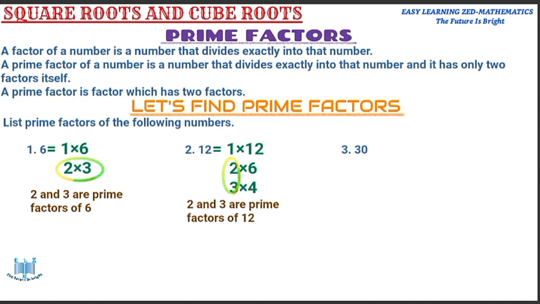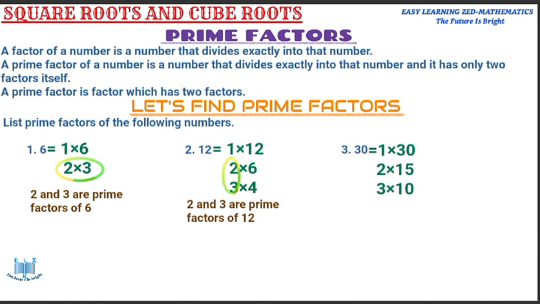Now we can go to question number 3, which is 30. They're asking us to find the prime factors of 30. So we are going to do the same thing we have been doing. We'll start writing 30 as a product of two numbers. So we can start with 1 by 30, which will give us 30. Then 2 by 15. Then 3 by 10.